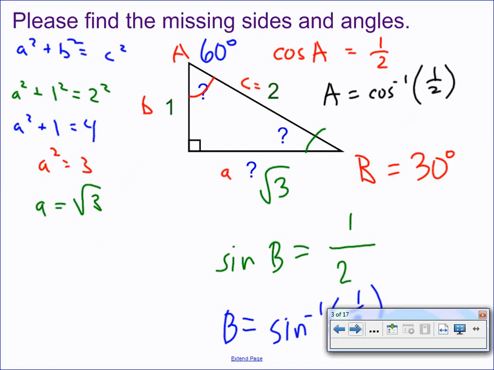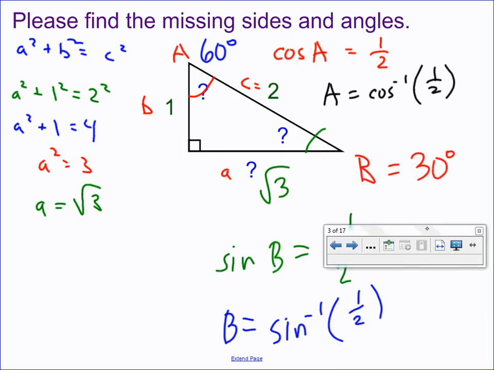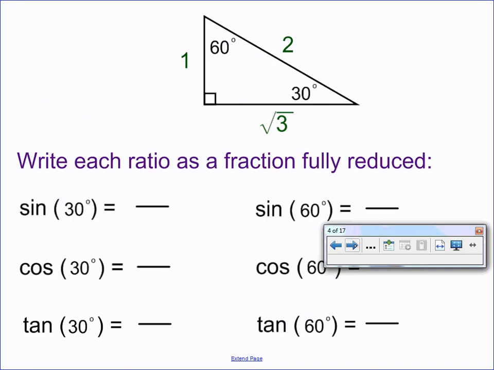Let's go ahead and check. It looks like 60 degrees for our top left angle, 30 degrees for our bottom right angle. Our side lengths are 1, square root of 3 for the legs, and 2 for our hypotenuse, respectively. Awesome. Go ahead and raise your hand if you completed the triangle on your own successfully. We're good to go.